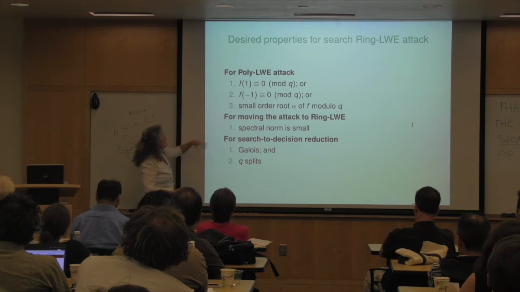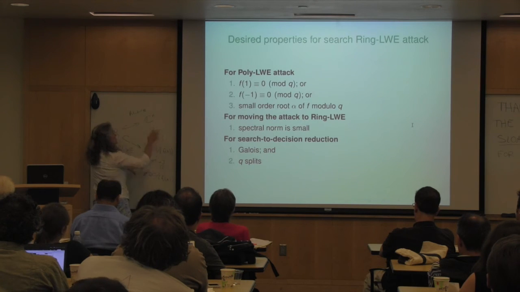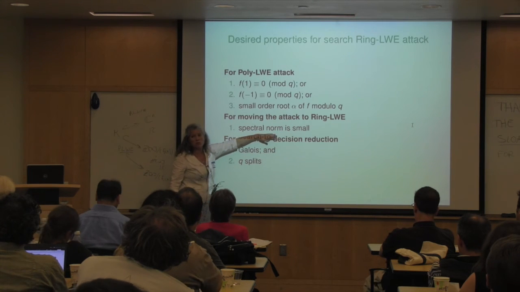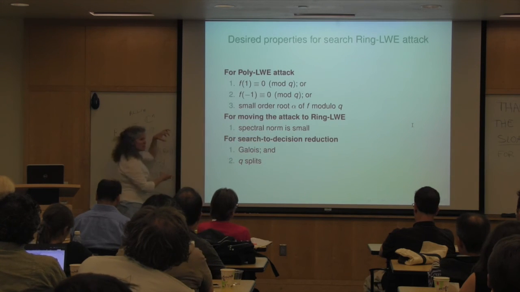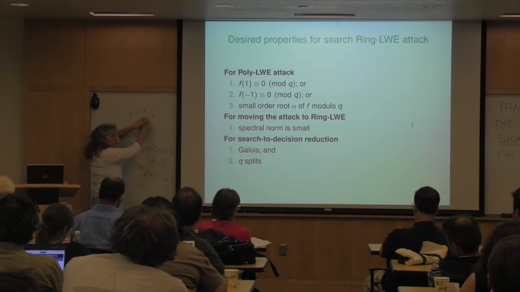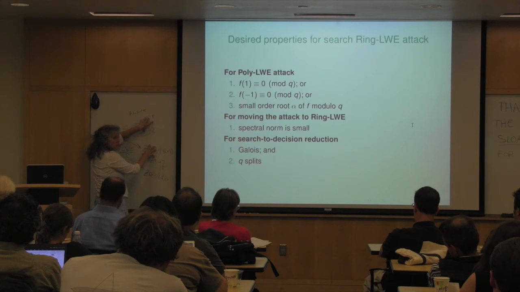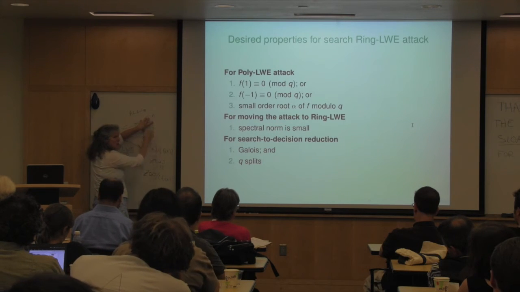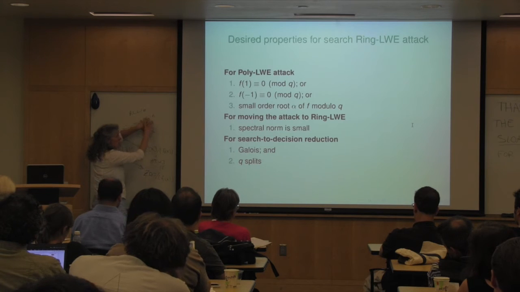For moving between the attack on PLWE and the attack on RLWE, it's enough for this spectral norm to be small, because that means that these error distributions will be very closely related to each other. So one instance of the problem here can be transferred to an instance of the problem here and attacked, and it will still constitute an attack on the original one.